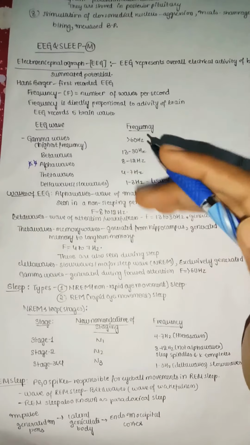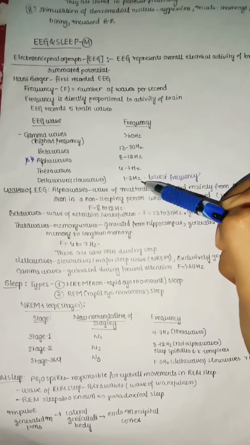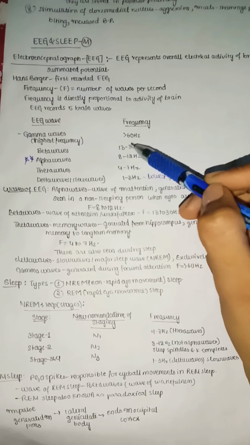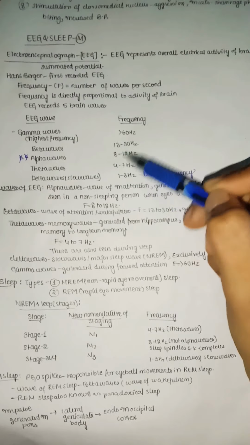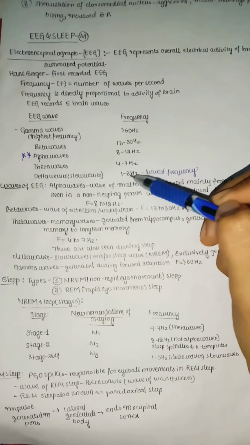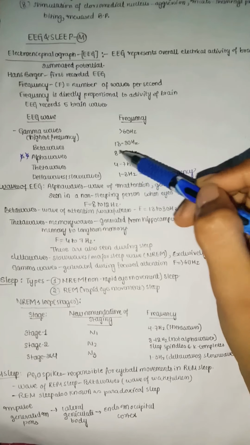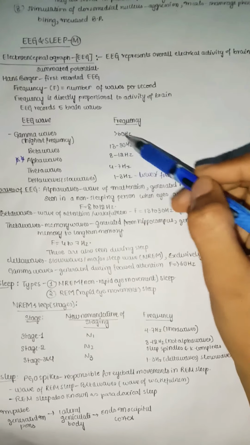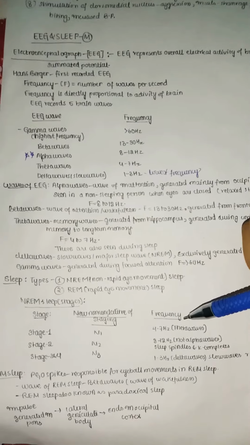We can remember this like so: lowest first, 1 to 3, next 4 to 7, next 8 to 12, next 13 to 30, next above 60. You can see each is the next number: first 1 to 3, after 3 comes 4, 4 to 7, after 7 comes 8, 8 to 12, after 12 comes 13, 13 to 30, and greater than 60. So this is how we can remember these waves.